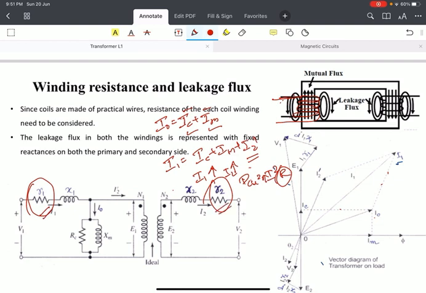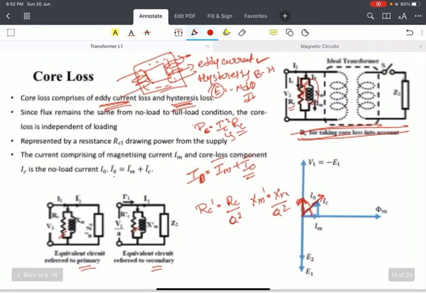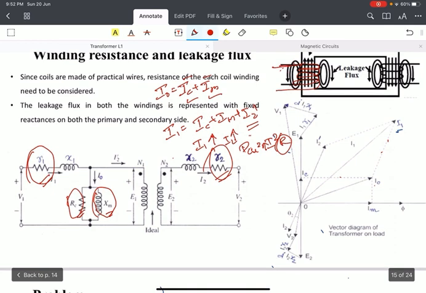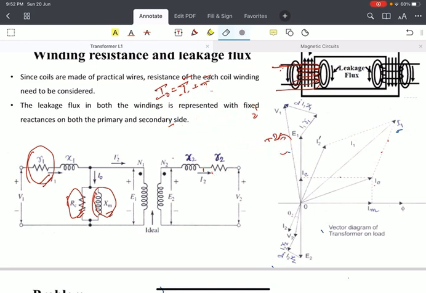We have not represented RC and XM in the secondary because we are considering that they exist only in the primary winding, and the magnetizing component flows in the primary of the transformer in order to establish the magnetic field in the magnetic core. Also, not all the flux will link with the magnetic core. The flux produced due to the current flowing in the primary of the transformer will not all be linked with the magnetic core.